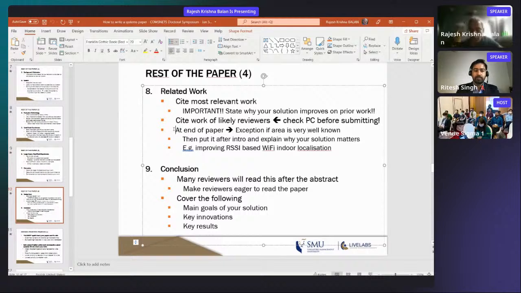Right? Usually related work goes at the end of the paper, unless you're in a really, really well-known area like Wi-Fi indoor localization. Then you put it up front and tell them, make it clear why you're doing something different.